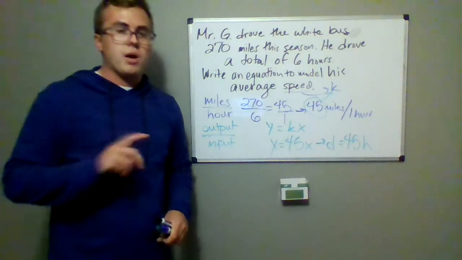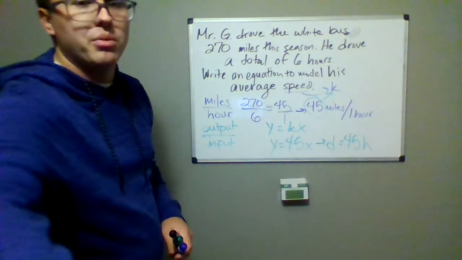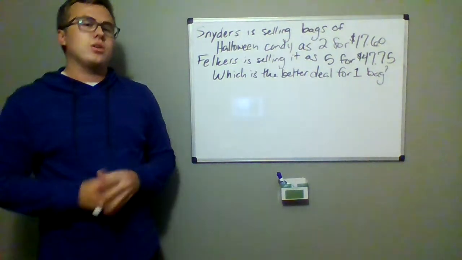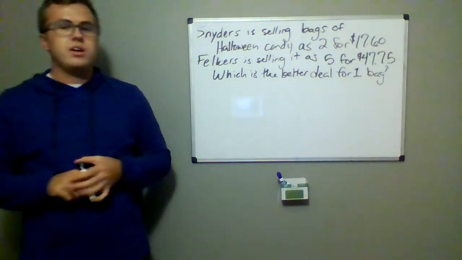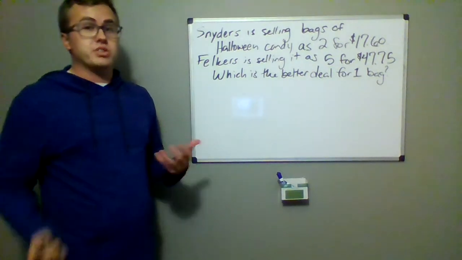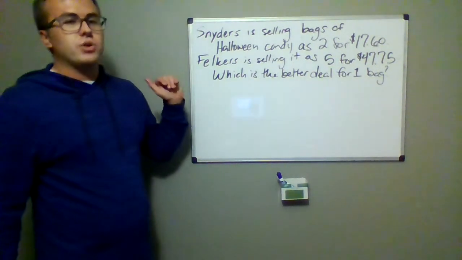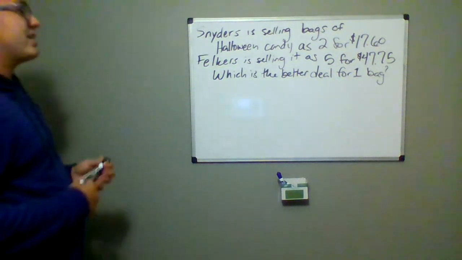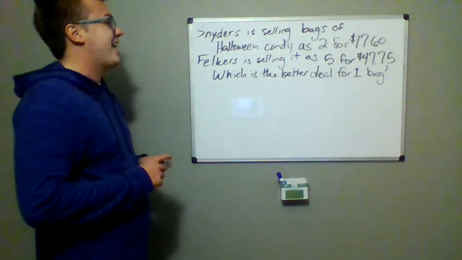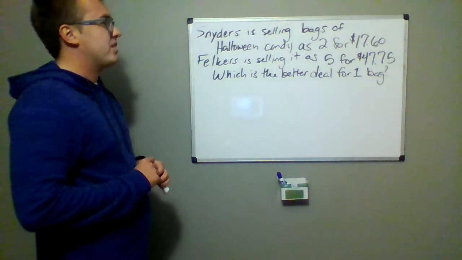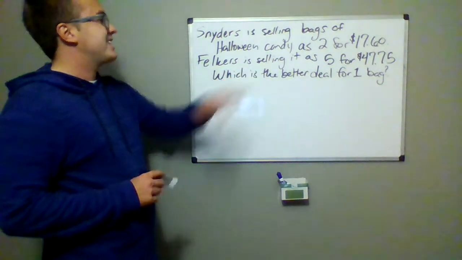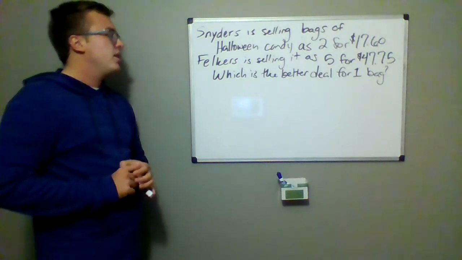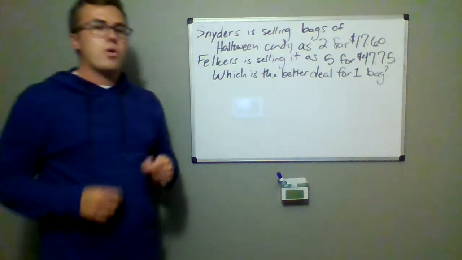All right, one more example. Alrighty, last example here, as we're getting closer to October, or I guess it's getting close to the first day of October. I wanted to do a Halloween candy example. So this one says Snyder's is selling bags of Halloween candy as 2 for $17.60. Felker's is selling it as 5 bags for $47.75. Which is the better deal for 1 bag?